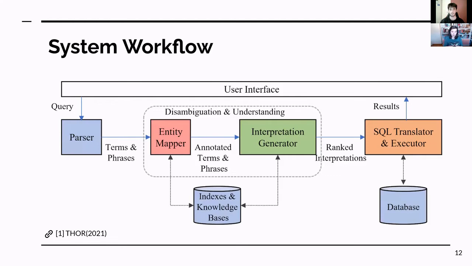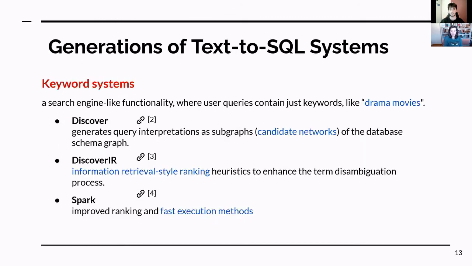Then you have the interpretation generator that generates an intermediate representation of the query that is, however, understandable by the system. And then the SQL translator is responsible for generating the final SQL code that maps to this query, and it is executed over the database. Now, early text-to-SQL systems essentially fall into three categories. We have keyword systems that follow a search engine-like functionality, where user queries are expressed with the help of keywords.